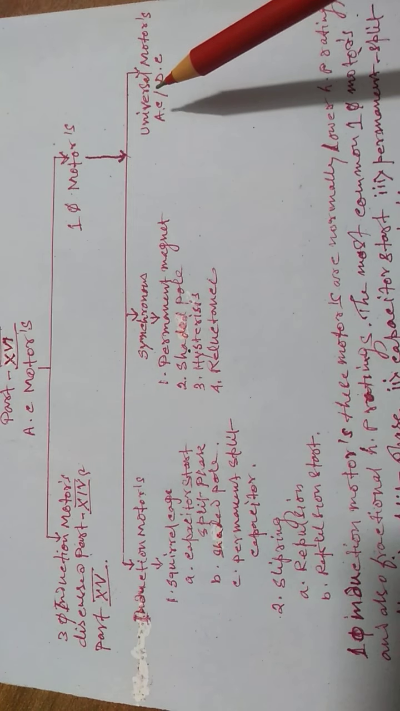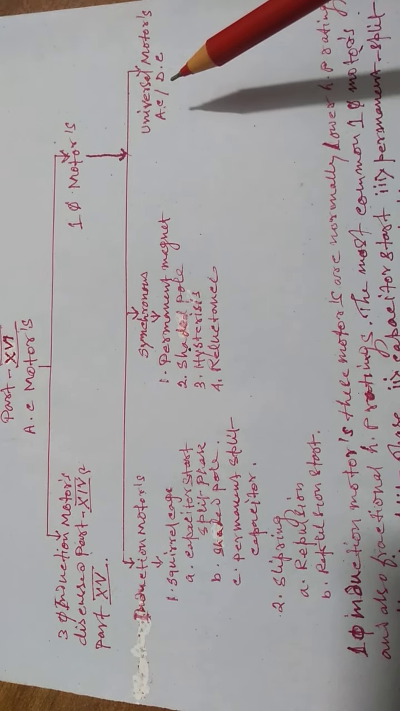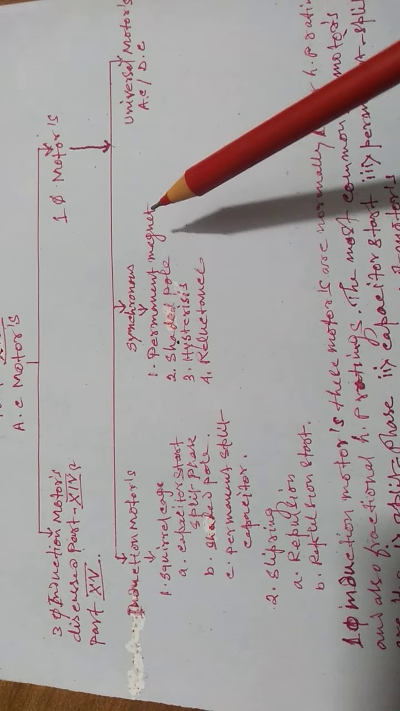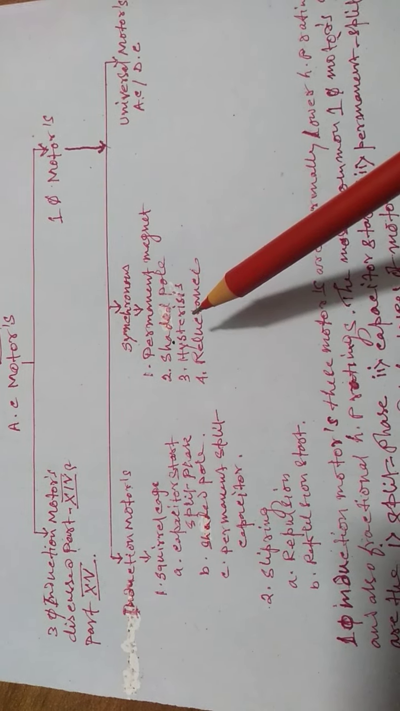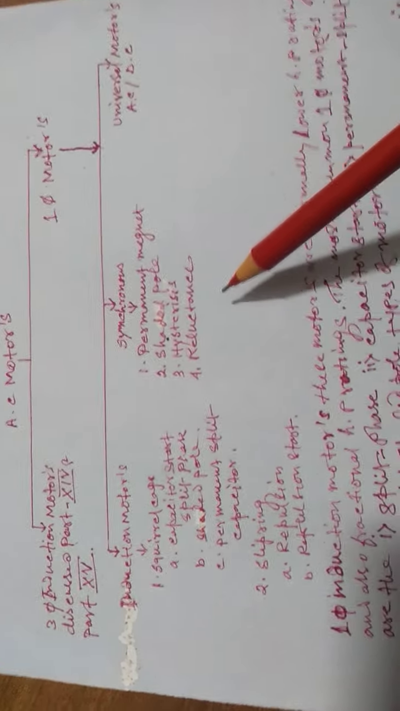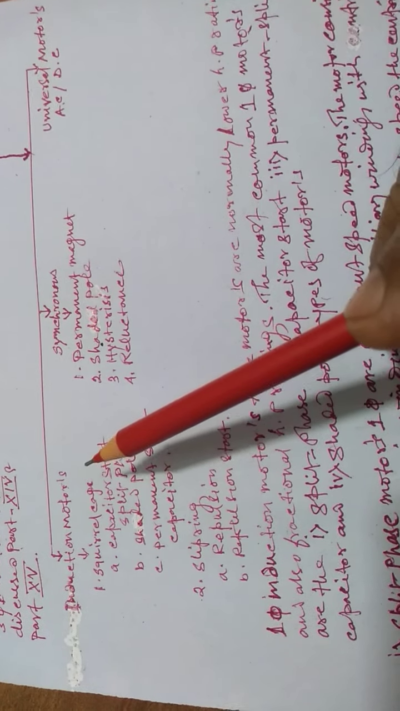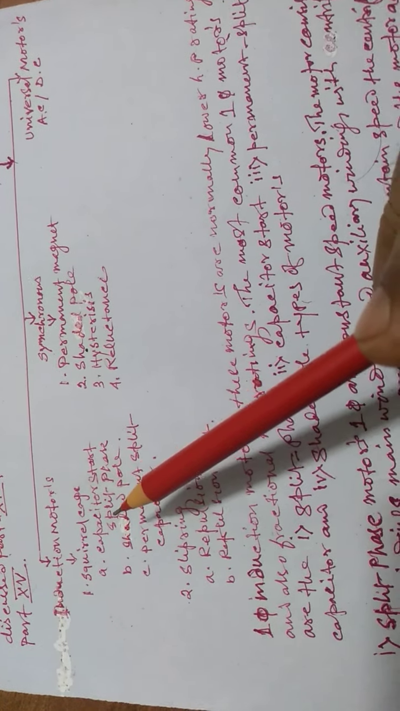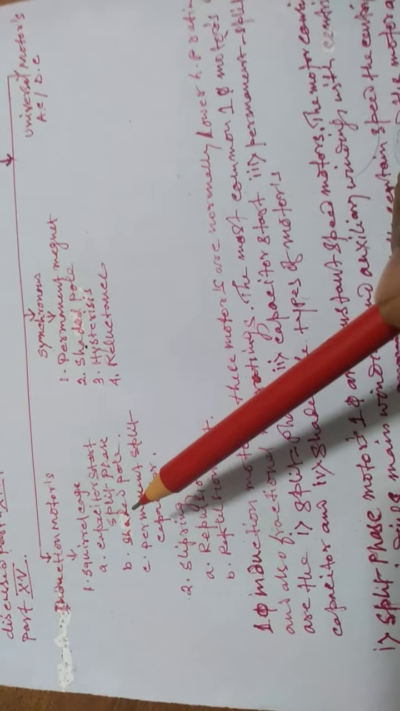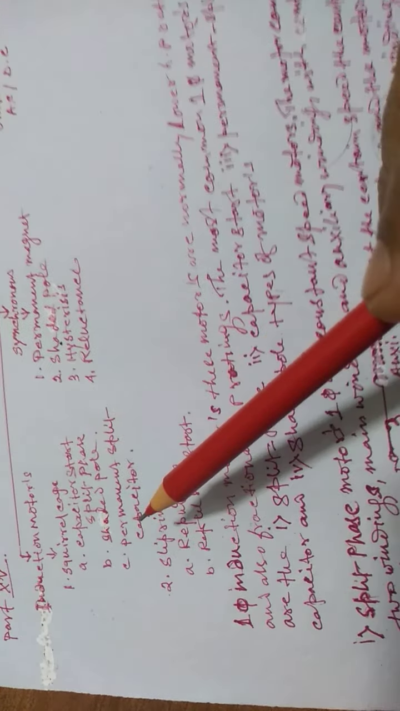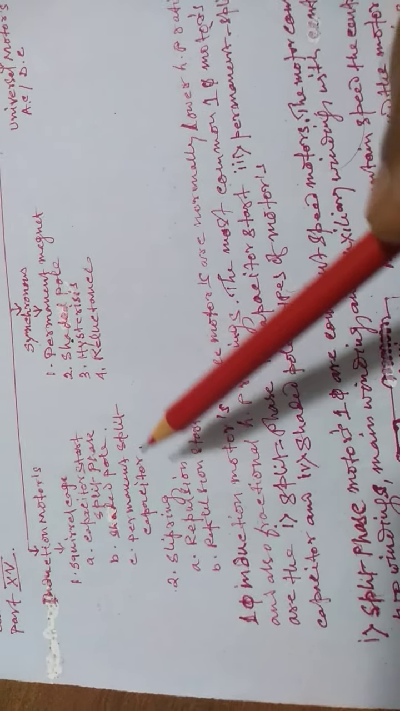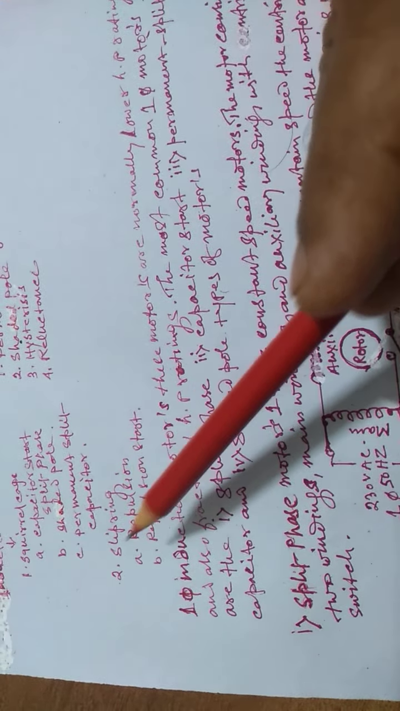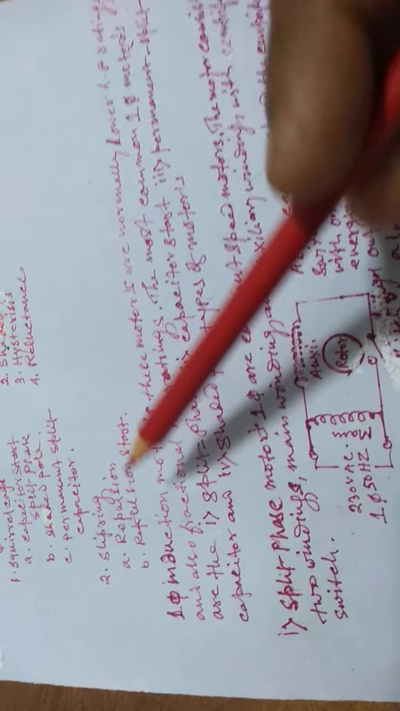Number 1, universal motors, AC/DC combined. Number 2, synchronous motors, permanent magnet motors, shaded pole motors, hysteresis motors and reluctance motors. Another type, induction motors, squirrel cage: A, capacitor start split phase motors. B, shaded pole motors. C, permanent split capacitor motors. And slip ring, number 2, slip ring, repulsion and repulsion start.